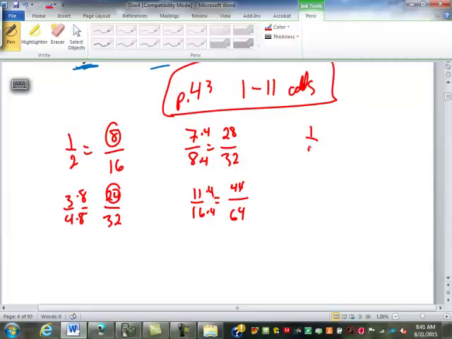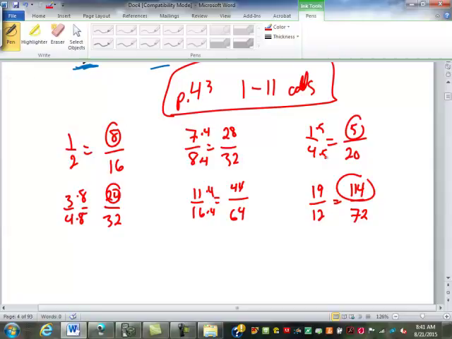Number 9, 1/4 becomes how many 20ths? 5. Good. Times 5 and times 5. And finally, number 11. Now I realize this one's what we'll call an improper fraction in a few minutes, but 19/12 is how many 72nds? 114. Good. Anybody have any questions on doing that? Good.